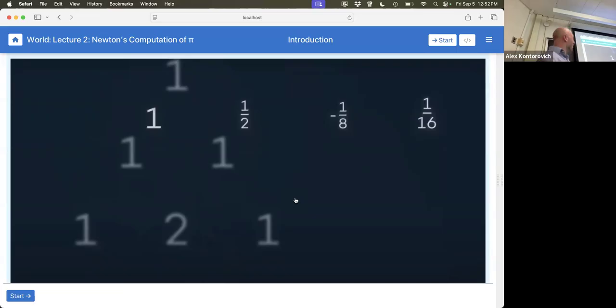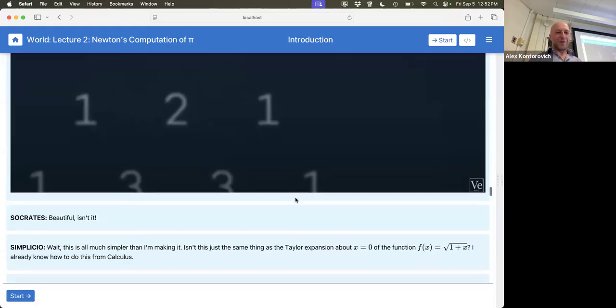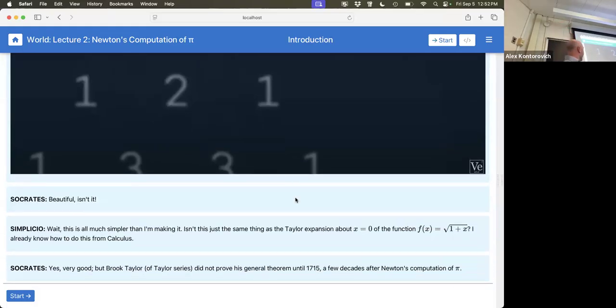Okay, in fact, there's a continuum of Pascal's triangles between the rows of Pascal's triangle, because you could have done this with any number, not just a half. Socrates says, beautiful. And Simplicius says, wait a second. This is all so much simpler than I'm making it. Isn't this the same thing as the Taylor expansion?